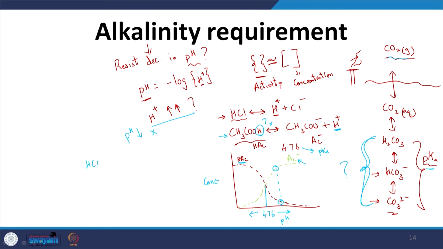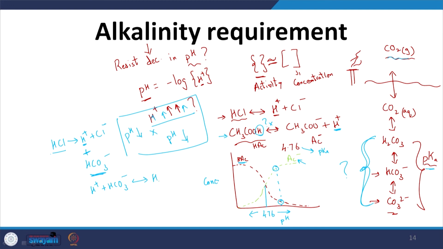For example, I have HCO3- in my solution, and I add H+ from another acid. Let us say I add HCl to water and that goes to H+ and Cl-. If there is nothing else, this H+ will add to the H+ already there, the H+ concentration will increase, and then the pH will decrease. That is the usual way. But if I have HCO3-, what will it do? After this addition of HCl, H+ is released, but that H+ will now be taken up by this HCO3-. So H+ plus HCO3- will go to H2CO3.